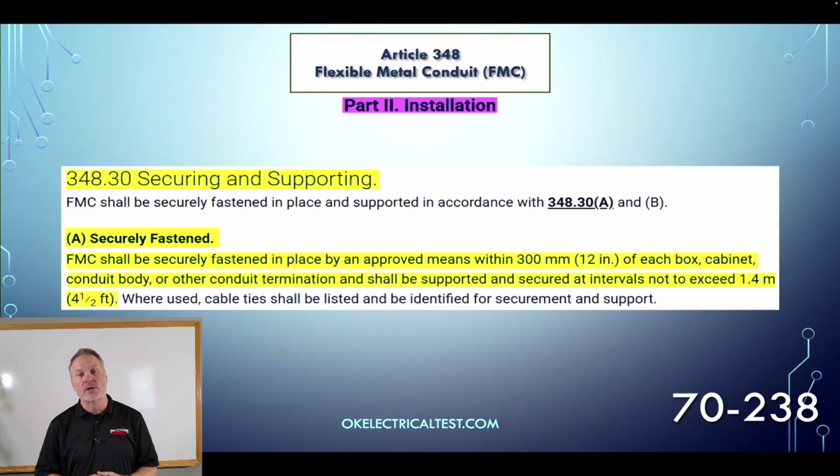Let's go to Article 348. This is flexible metal conduit, or type FMC. And 348.30, we've got securing and supporting of FMC. And letter A, securely fastened. FMC shall be securely fastened in place by approved means within 12 inches of each box, cabinet, conduit body, or other conduit termination, and shall be supported and secured at intervals not to exceed 4.5 feet. So again, within 12 inches of each box, my FMC needs to be supported, and then every 4.5 feet, right? It's the same thing we saw on NM cable, but obviously a totally different application.